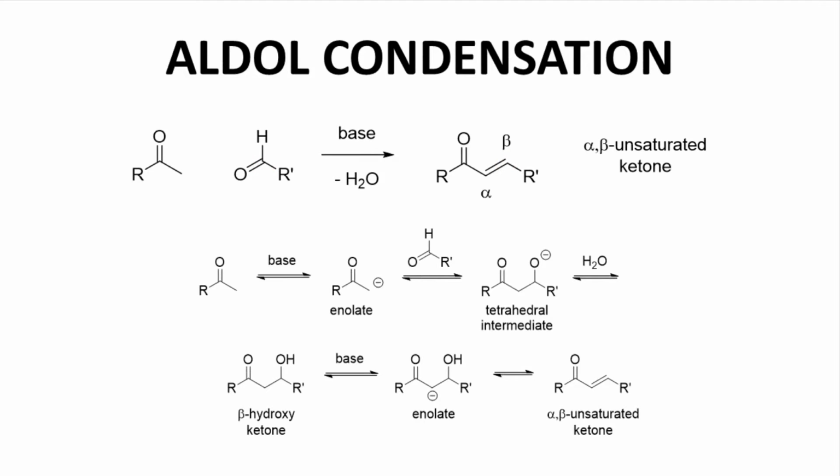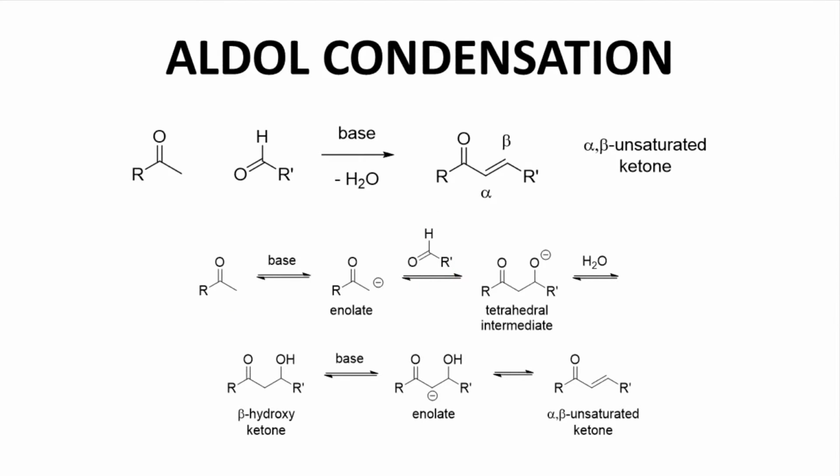Here is how the reaction occurs. This is not a mechanism because we are not showing electron movement. This scheme only shows the key reaction intermediates. We start with the ketone. The base deprotonates the alpha carbon of the ketone to form an enolate. The enolate performs a nucleophilic addition by attacking the electrophilic aldehyde.